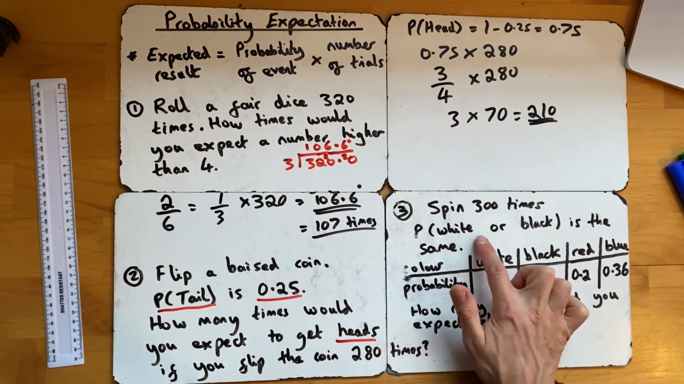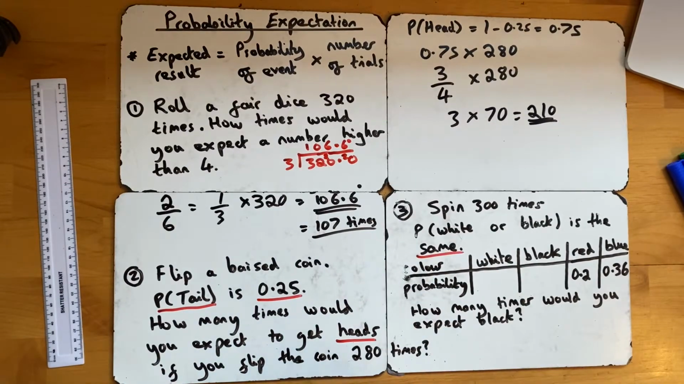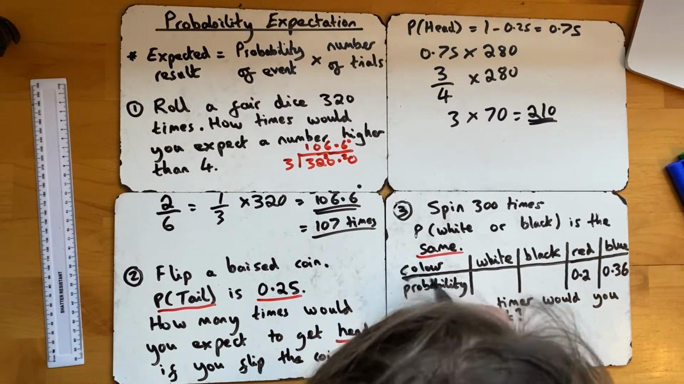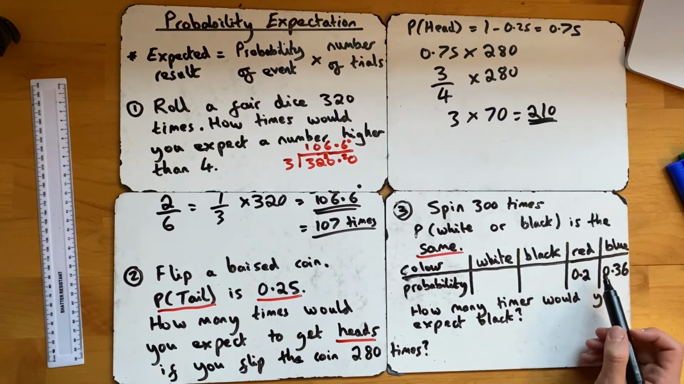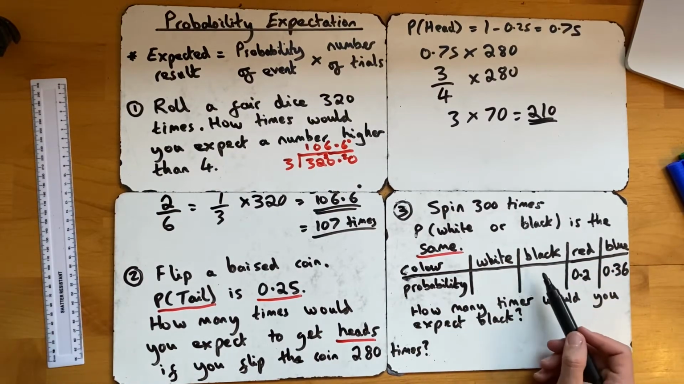The probability of white or black is the same. So that's the key word there, the same. Now, if we fill the rest of this out, we did this last lesson as well, we know this whole grid here has to add up to 1.